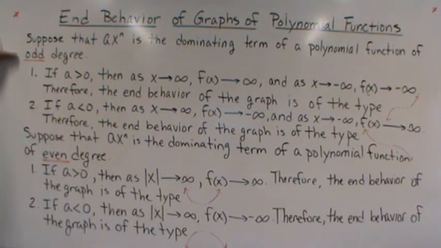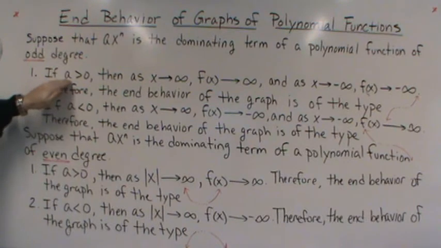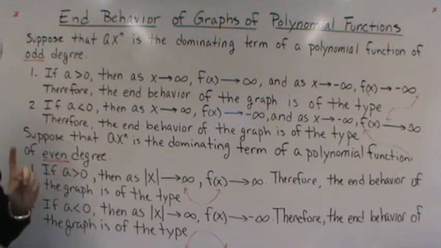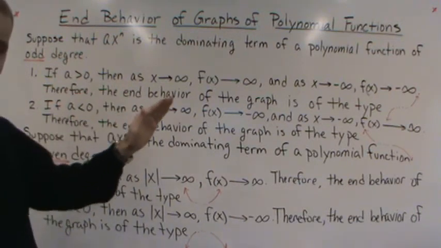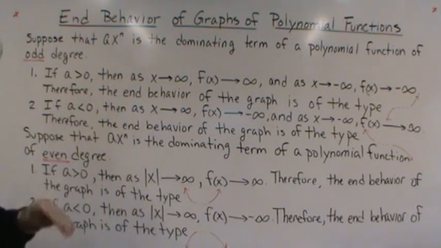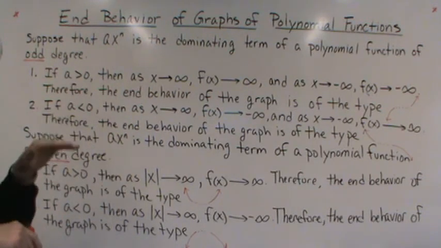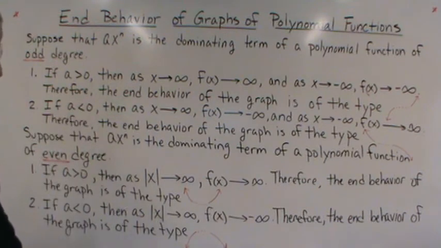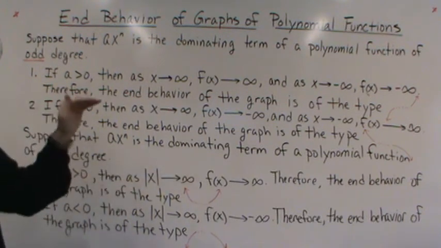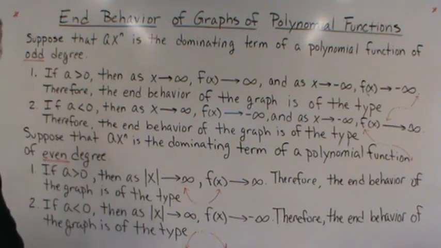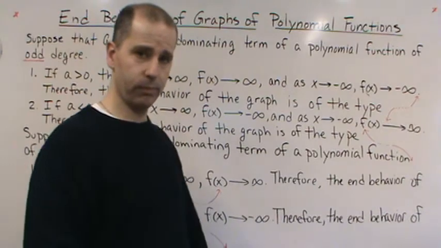If we have an odd degree polynomial and the leading coefficient is positive, we're going to have tails going in opposite directions, where it's going to go down to the left, up to the right. So in other words, it's going to be a general increasing function with a positive slope from left to right. If the leading coefficient is negative, then we're going to have a general negative slope to the graph. So it's going to be decreasing from left to right, and it's going to look like this.